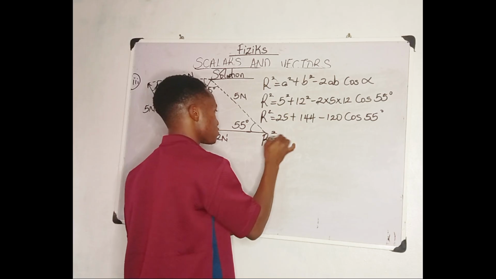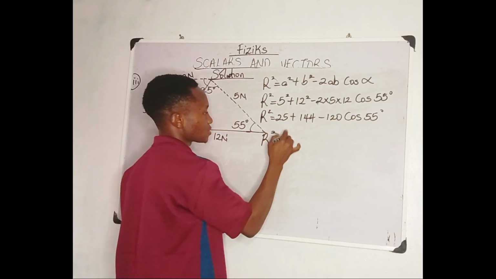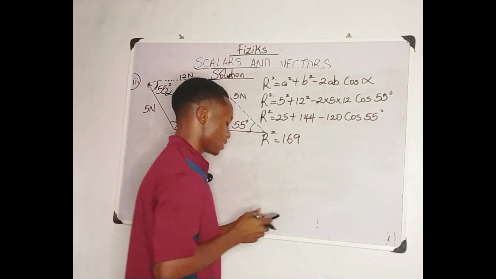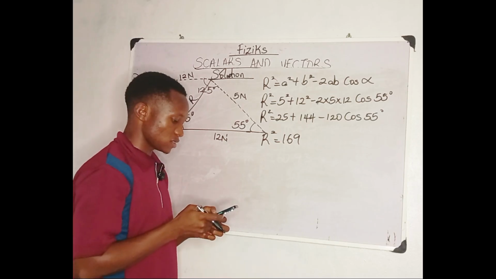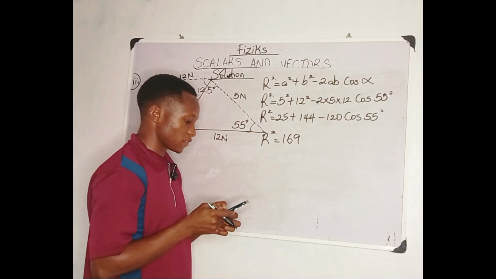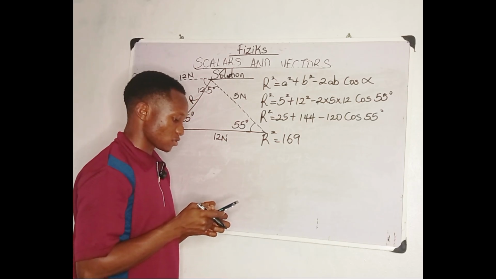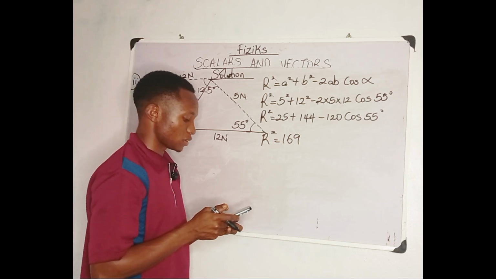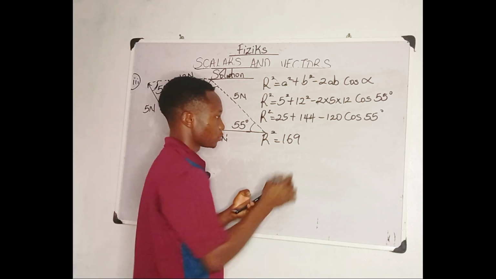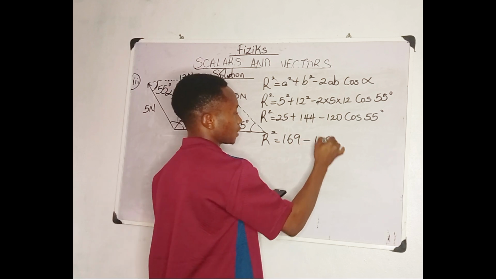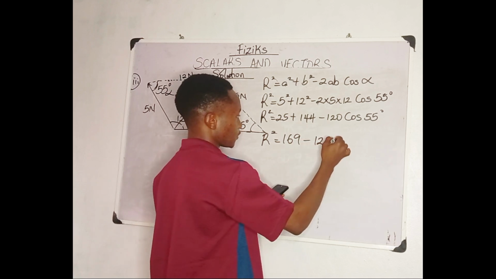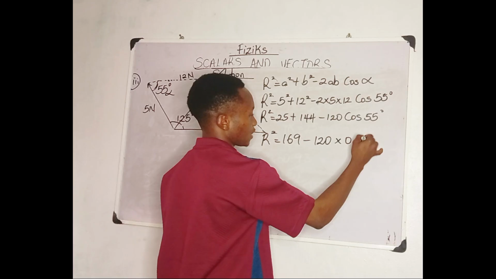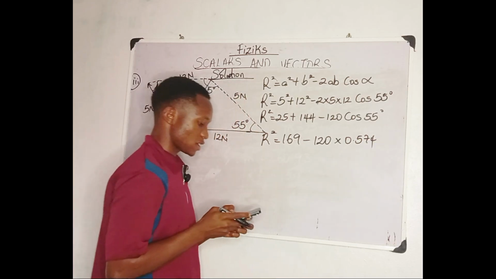Now here r squared is equal to 169. Now let's check. Minus 120 cos 55. All of them in total should be giving me... I'll put my minus, bring down the 120. Cos 55 is 0.574. Yes, that's what I have here.